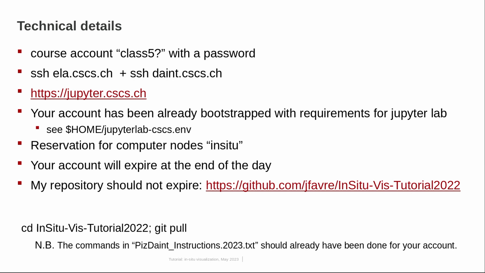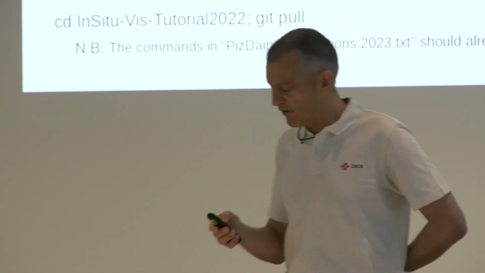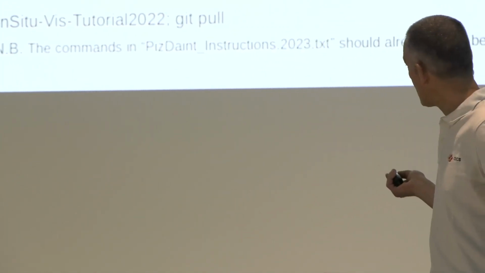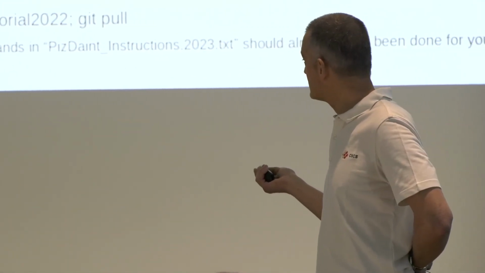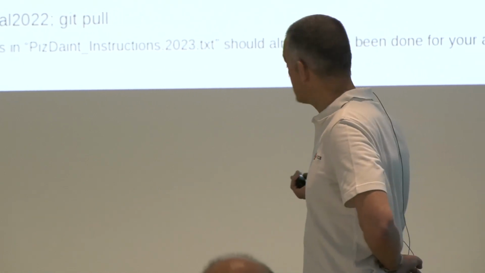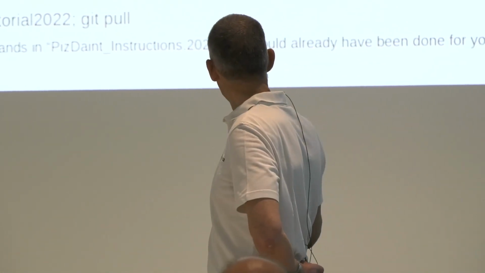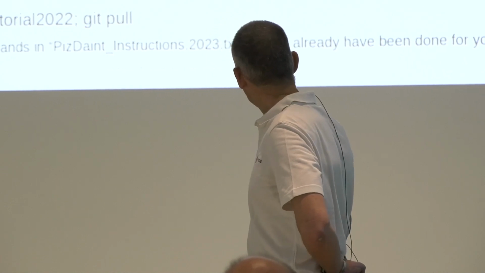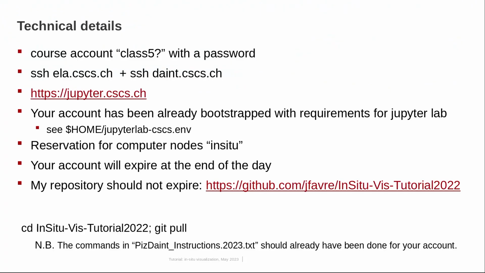Those accounts will expire at midnight tonight. So if you do some specific things that you want to save before you leave the room this afternoon, do a backup of your data. My repository instead should not expire, at least as long as I'm alive. So let's hope for good. It has the name 2022 because this was started last year, and this is now something that we will continue. So I didn't care to change the name of the repo.